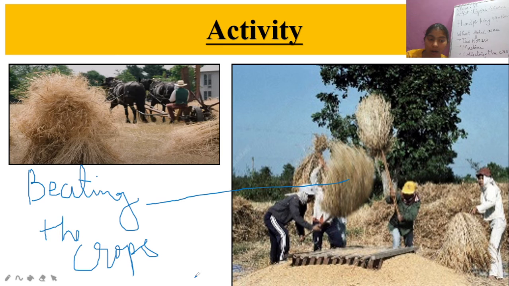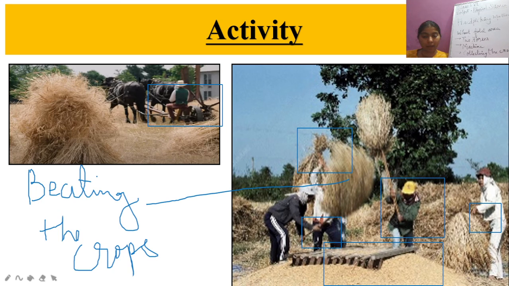So here you can come to know that there is one person, but here more people are there, right? They are working with this machine, but here people are doing their work only by hand. But the main part is that these two pictures are talking about grains being taken out from the crops. Okay, so this is one of the processes we are talking about. Students, let me talk about that, that is threshing.